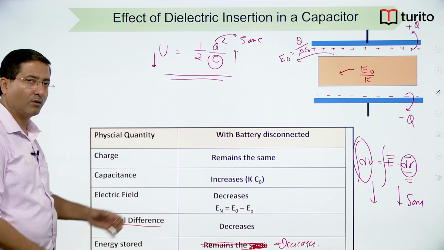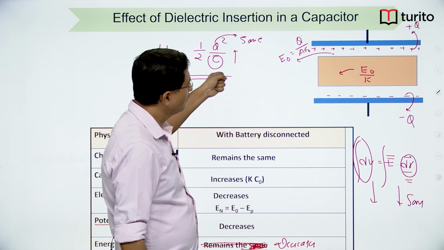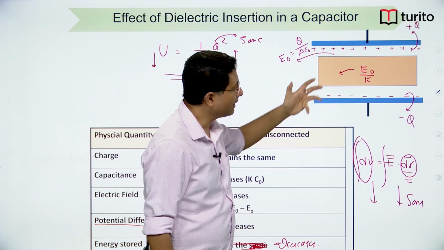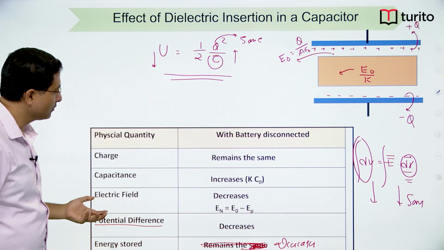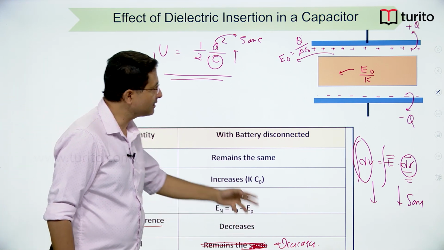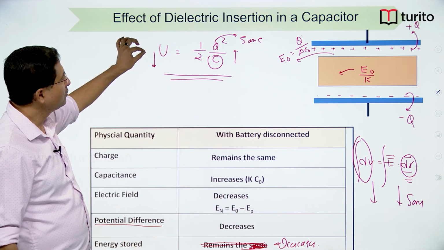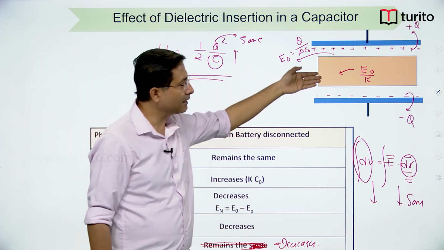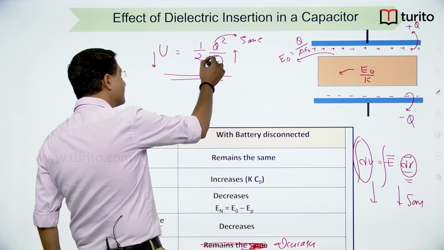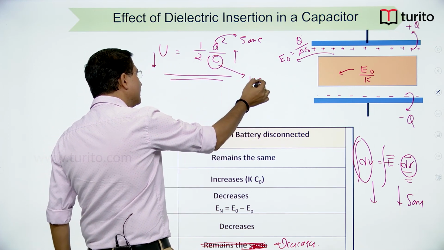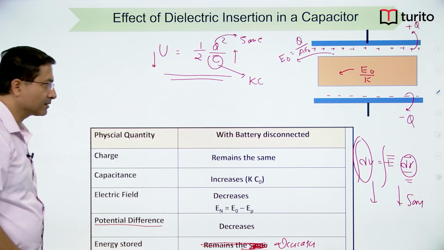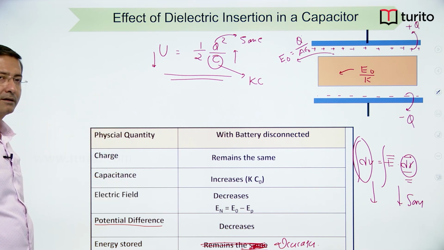Later we will see that moving it inside we need to do some work. Obviously, if you are doing some work, then energy will get altered, right. So, here it is actually energy decreases. From the expression also you can see U is equal to half Q square by C, and when you insert dielectric then capacitance will get increased, it will become K times C. If it is becoming K times C, then the whole value will get decreased. So, energy decreases, right. So, this whole thing is clear when we have an isolated capacitor.